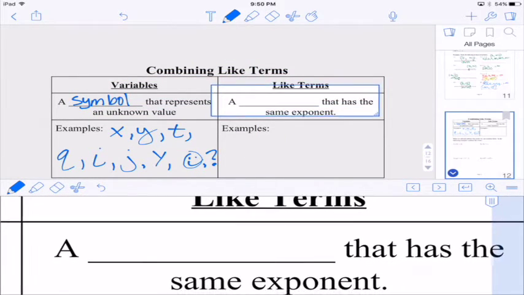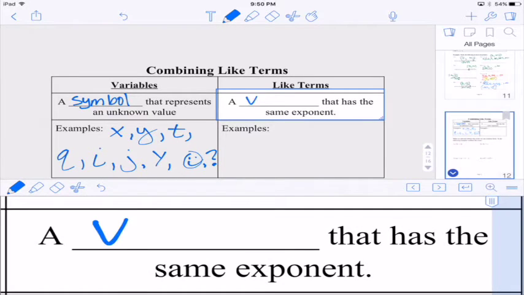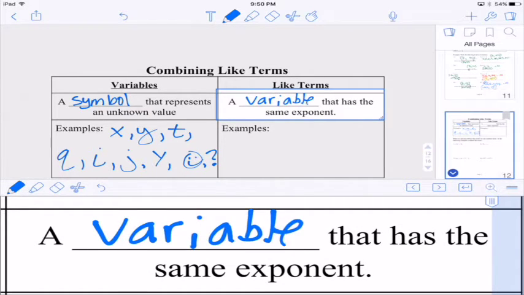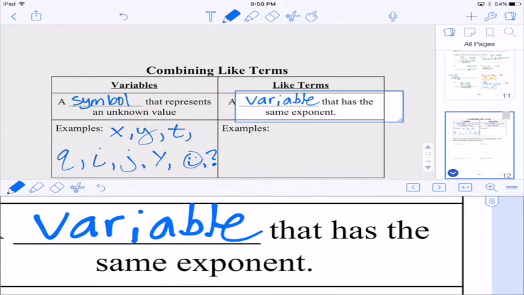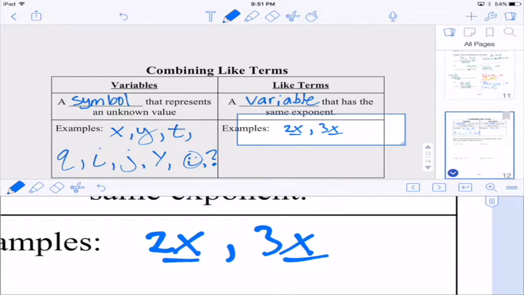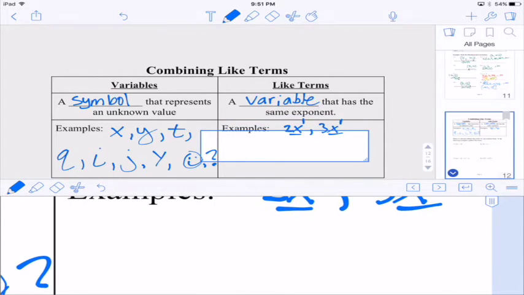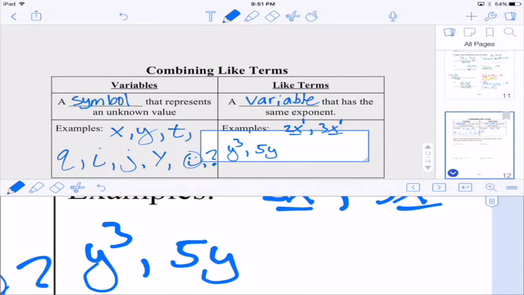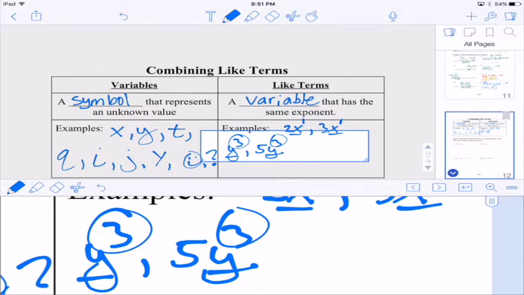A like term is a variable. However, it's a variable that has the same exponent. So like terms need to be like 2x and 3x. Those are like terms. Even though there are different amounts of them, they have the same variable x and the exponent is 1. So if we also had y to the third and 5y to the third, those are also like terms. They have the same variable y and the same exponent. Then we can put them together.